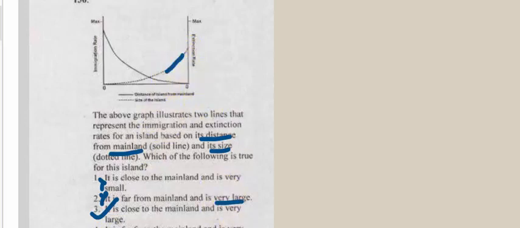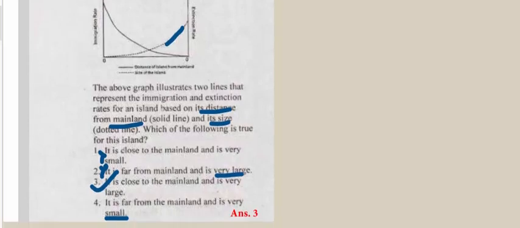When the extinction rate is more, then only you can say that it is the smaller island. Okay, so in the smaller island, the extinction rate is more, and in the larger island, the extinction rate is less as compared to the smaller islands. So in this case, the answer is 3. That is, it is close to the mainland and it is very large.